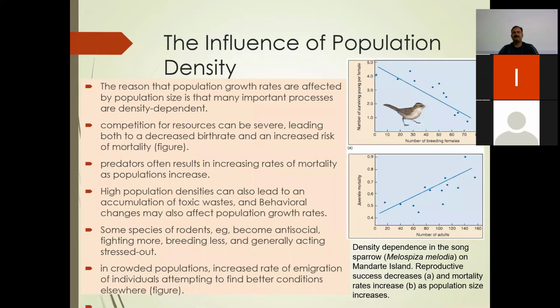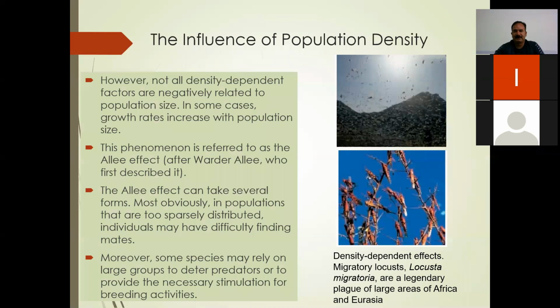In a crowded population, when the competition is high, the process of emigration will start, and individuals will start to go outside the population. As a result of this, the population will also move. As you know, population density sometimes influences growth, and density dependent factors are negatively correlated to the population size.